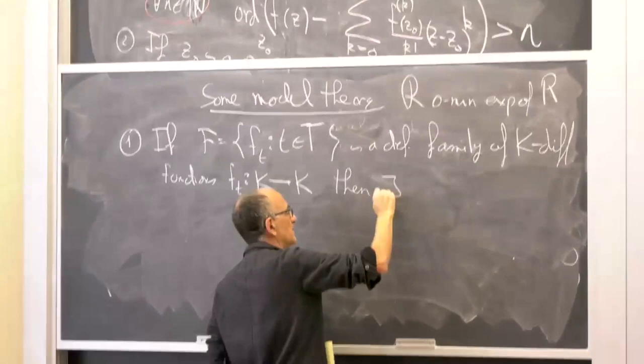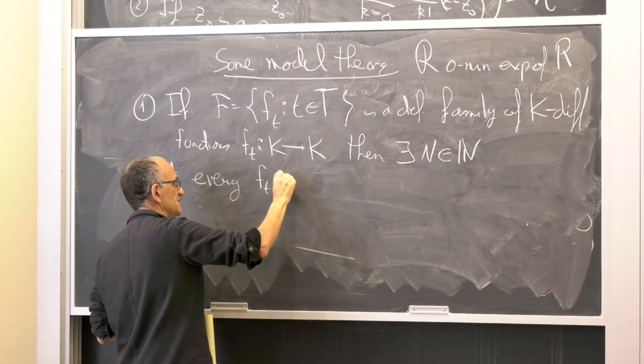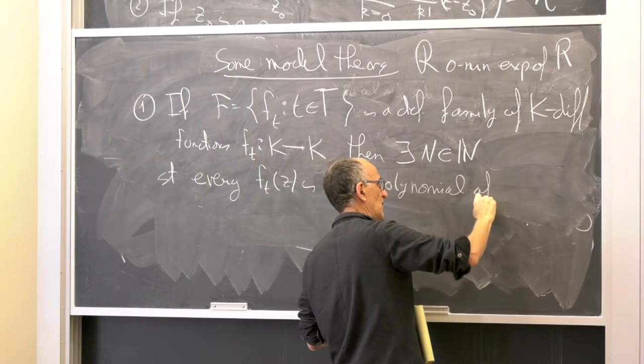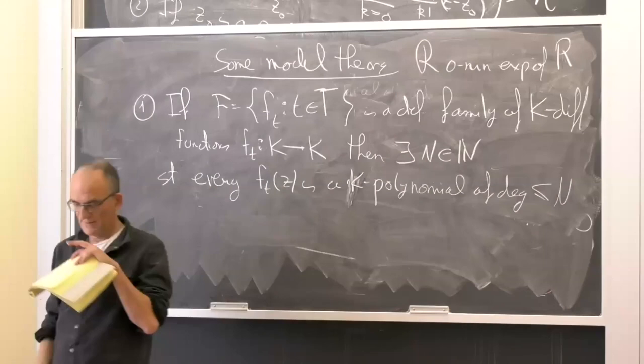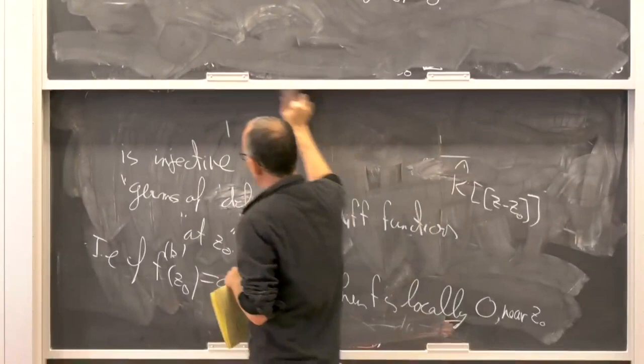Then there is a standard n in N such that every F_t(z) is a K-polynomial of degree at most n. Why is that? So let me do it once. For people who are familiar with model theory, you know that, but let me just wave my hands on how you show something like that from what we did.